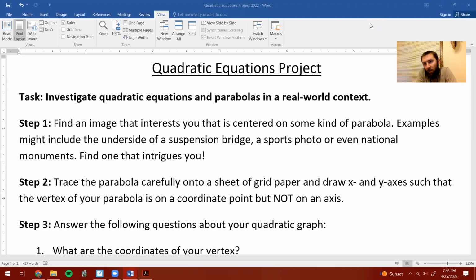Just wanted to take a quick second to introduce to you the project I'm going to have you working on for today, tomorrow, when I'm back tomorrow, Thursday and Friday when I'm not there. We've been talking about parabolas or the graphs of quadratic equations. We've been looking at the vertex of a quadratic equation, specifically quadratic equations in standard form.